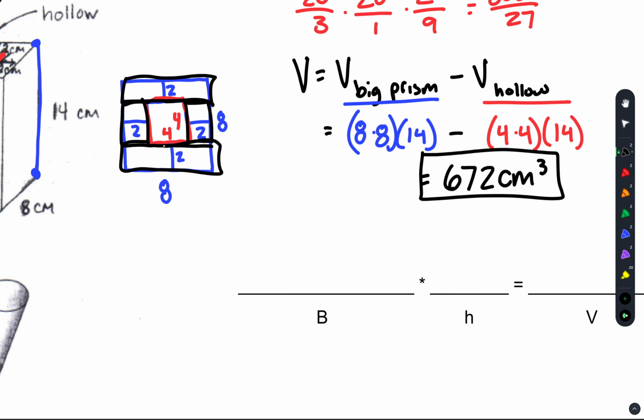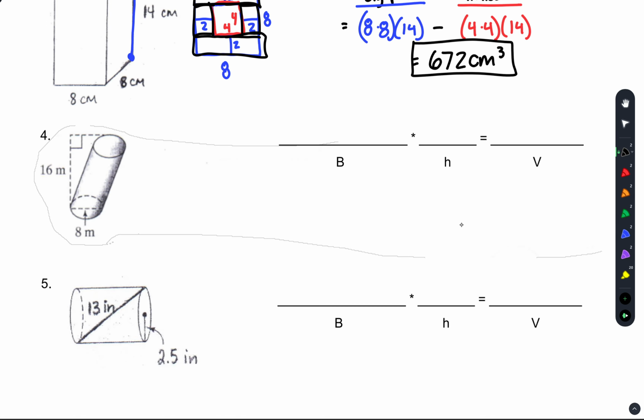Okay, moving on. Number 4, here's our Cavalieri principle. This is a cylinder that's been pushed over. Again, because I pushed it over, the volume hasn't changed. It's just pushed over to the side a little bit. The area of the base is obviously a circle, so that's going to be pi r squared. The radius of this cylinder is 4. So this is pi 4 squared for the area of the base.